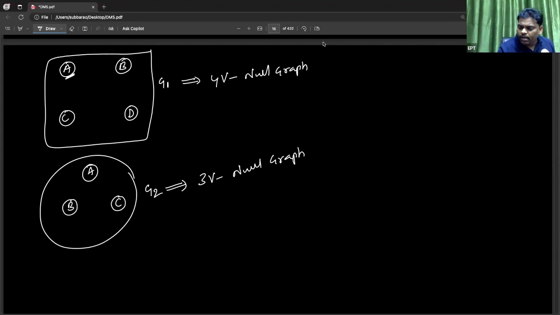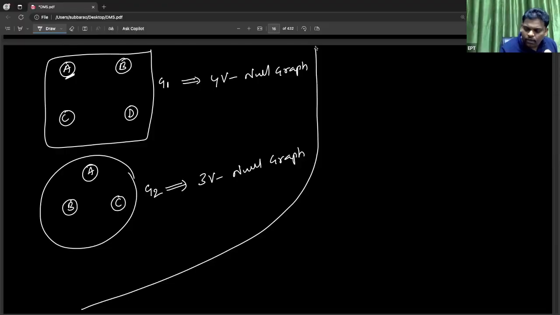Remember, in all simple graphs, the smallest simple graph is the null graph. Remember, a null graph contains 0 edges.